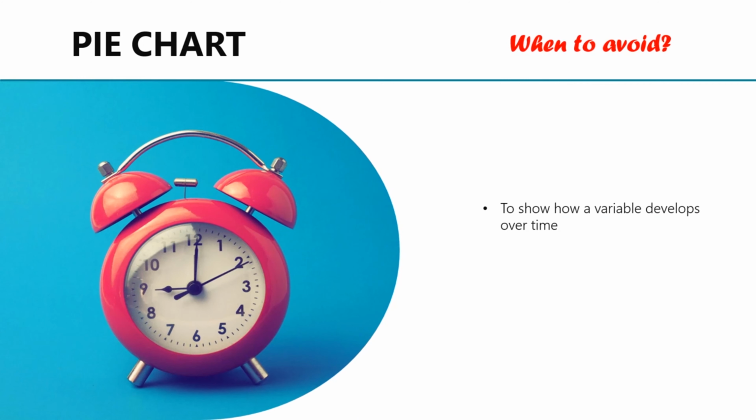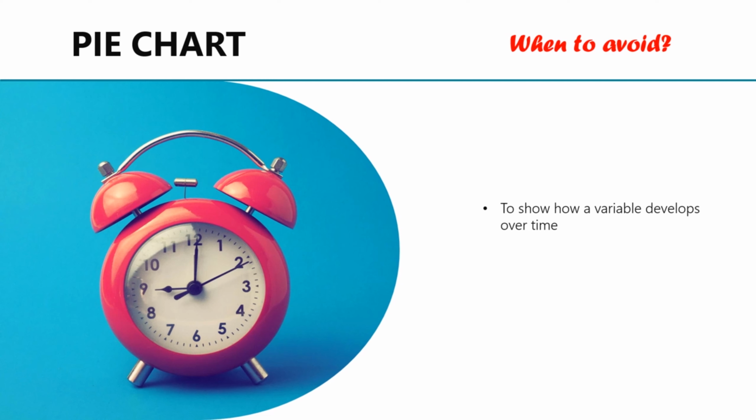When to avoid pie charts. Obviously, we can't use a pie chart in situations when we would like to show how a variable or multiple variables develops over time. Pie charts are a definite no-go in these cases.